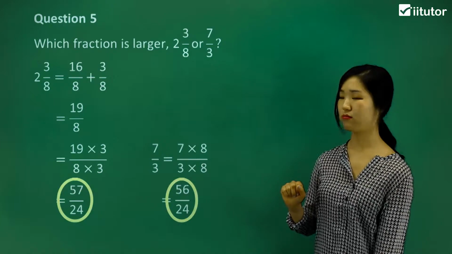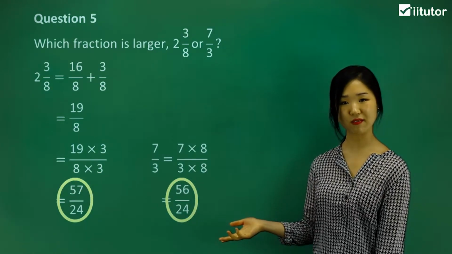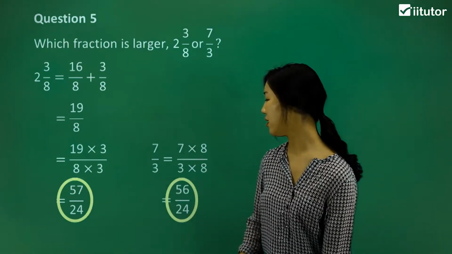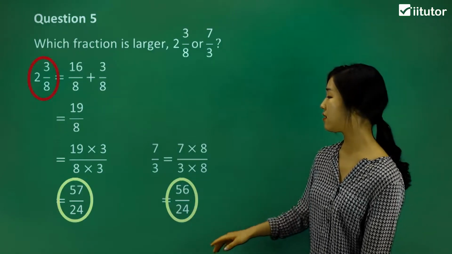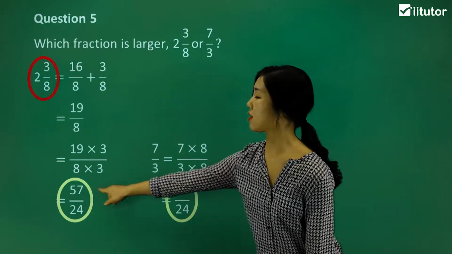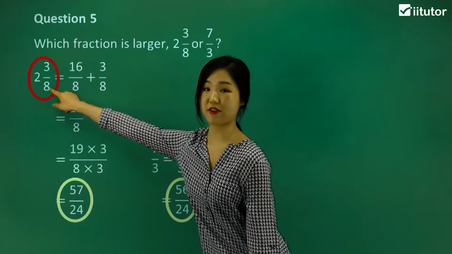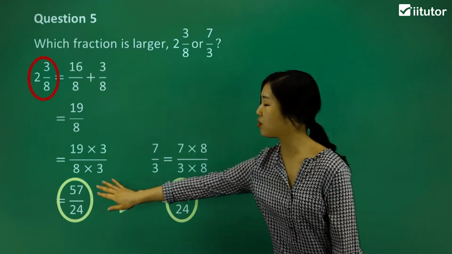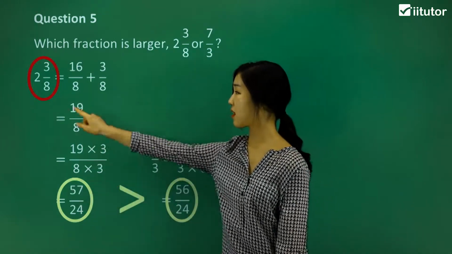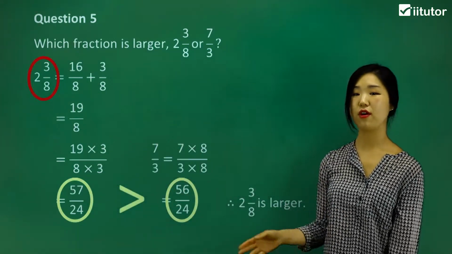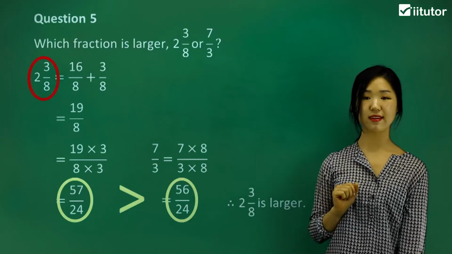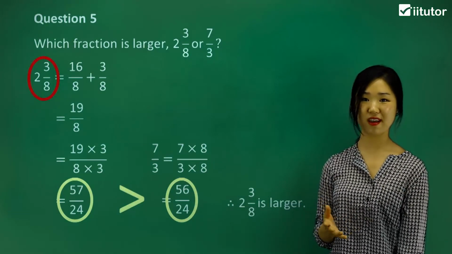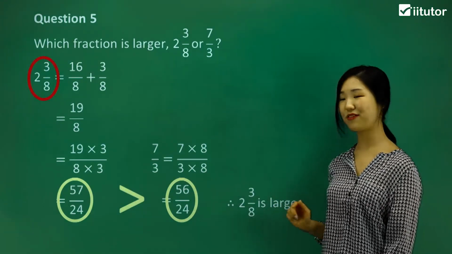Which one's larger? Obviously 57. So this one's the larger one. So we can say that 57, this one is the larger one, which comes from this fraction, isn't it? So therefore, that's the answer. We can say that this one is larger because that comes from that one, and therefore this one here, 2 3/8, is the larger fraction. Alright guys, that was a bit of a process going on, but hopefully you understood that one.